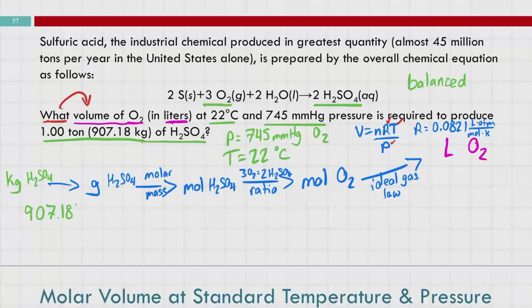So 907.18 kilograms. What does kilo equal? What does it stand for? It is 1,000. So 1 kilogram equals 1,000 grams. So if we multiply by 1,000, that will get us out of kilograms and into grams. And then we need a molar mass for H2SO4.